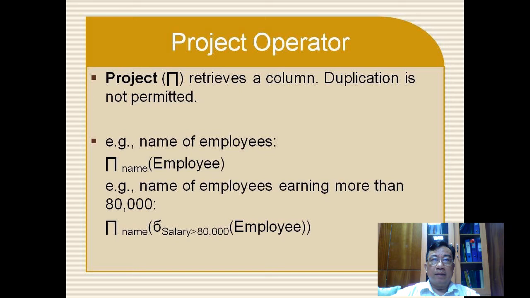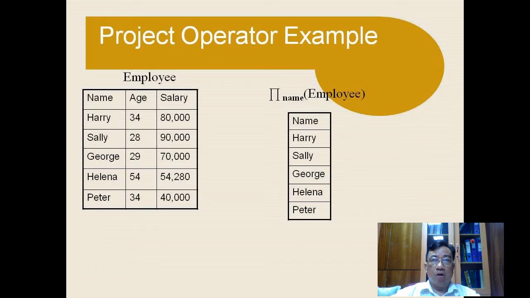Now I go to an example of the project operator. On the left, you have an employee relation with 3 attributes called name, age, salary. On the right is project name employee only. It means you take only one attribute from employee. In this case, you take the attribute called name.